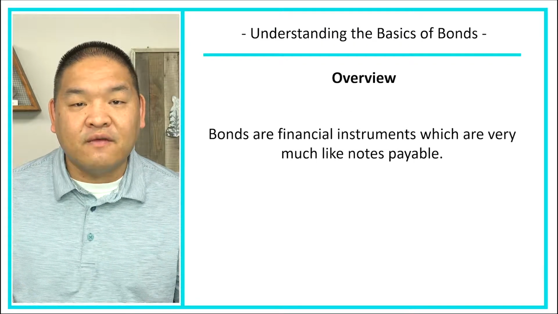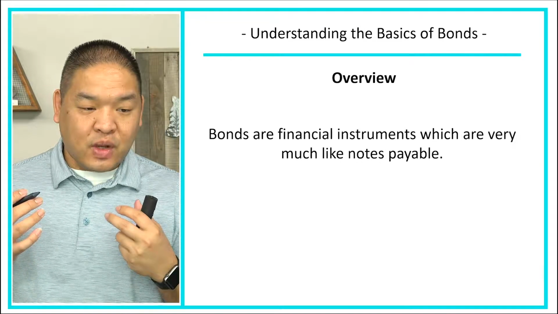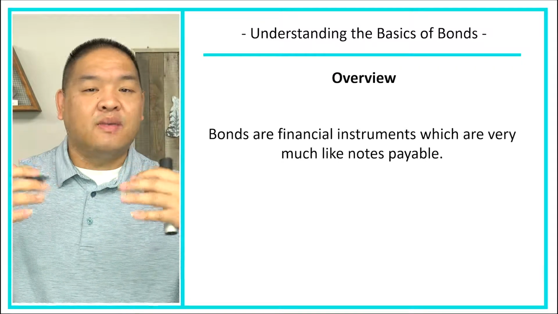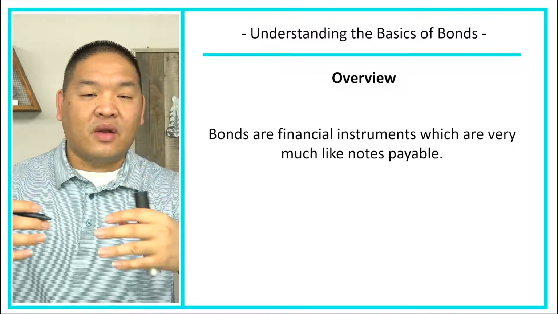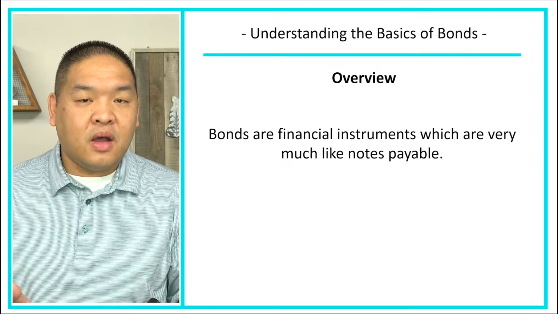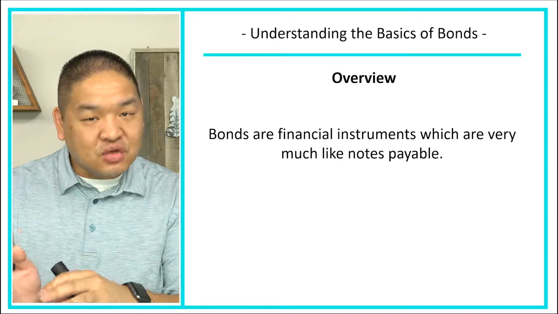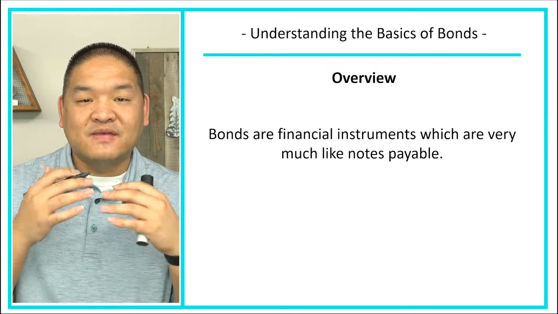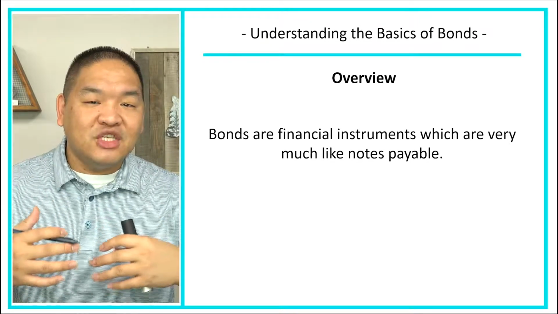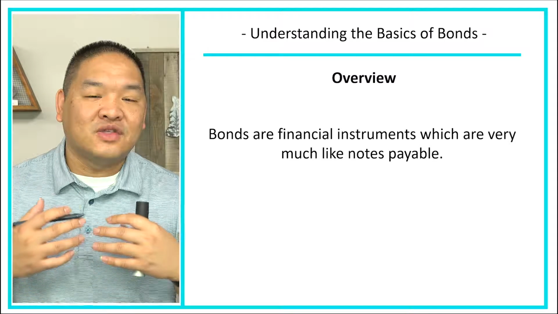Bonds are financial instruments, which are very much like notes payable. Think of it this way. Notes payable is when you sign an agreement with another company saying that you'll pay them back with an interest amount, okay? So usually there's a direct relationship. With a bond, though, bonds usually don't have that mechanism. I mean, they do, but most often they don't. Typically, the company issues bonds out to the public, and then the public can buy those bonds. So it's not like there's a direct relationship.